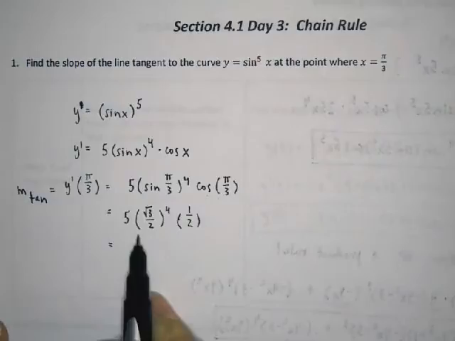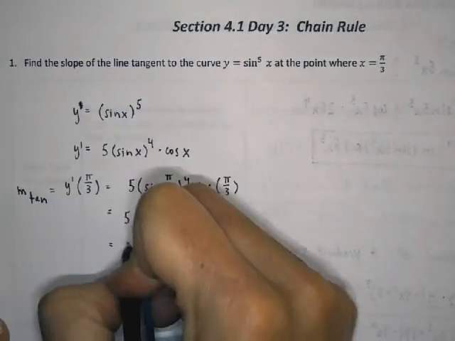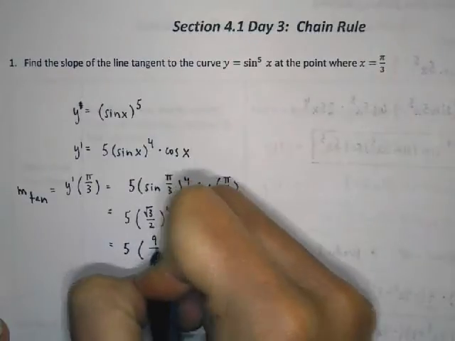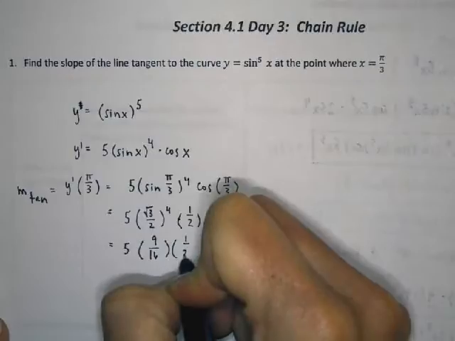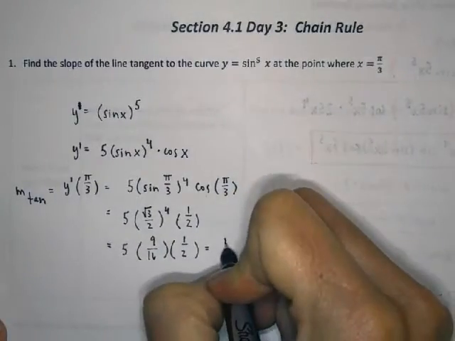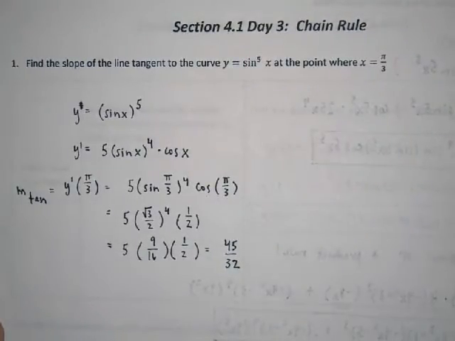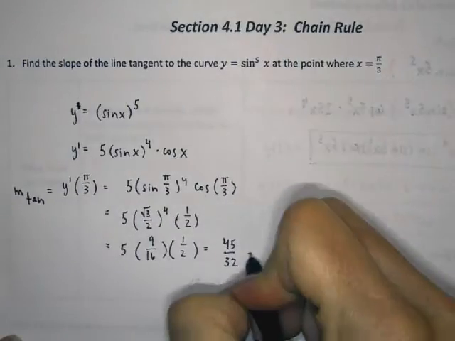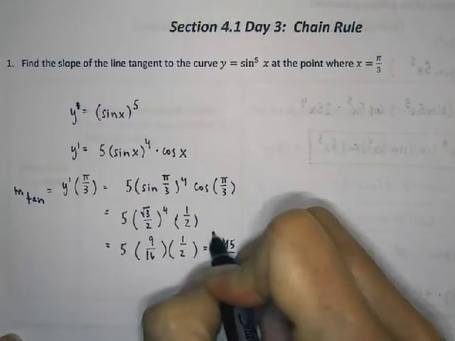So now if we do some simplification, root 3 to the fourth power is going to give us 9. And 2 to the fourth is 16 times our 1/2. So now if I multiply, I'm going to get 45 over 32. So that's the slope of our tangent line. And I guess actually this did not want an equation. All we needed was the slope, so we are done once we've found that.